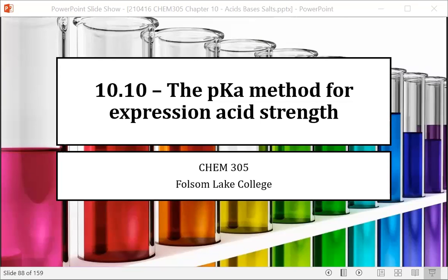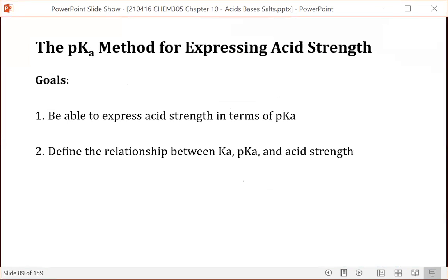Hey everybody, welcome back. This is section 10.10, the pKa method for expressing acid strength. So our goals in this section are to be able to express acid strength in terms of pKa, so calculate the pKa for an acid, and then to define the relationship between the Ka, the pKa, and acid strength.